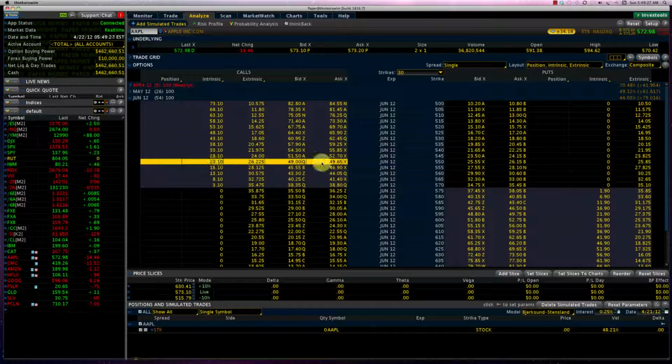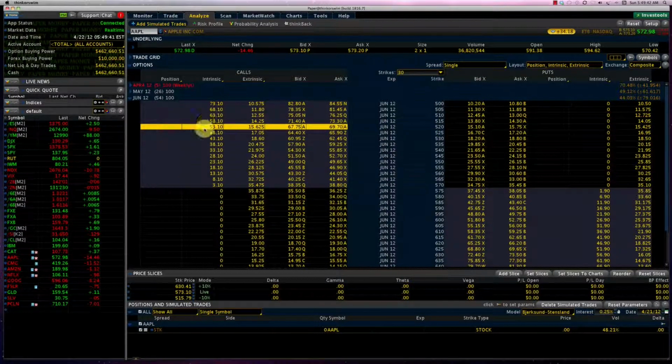So in this case, the value of the 550 call option is about 45%. The intrinsic value is about 45%. Now let's go a little bit deeper. Let's look at our 520 call. Our 520 call has an intrinsic value of 53, because if you add 53 to the strike price, that's exactly how much the option is in the money, because that's where Apple's trading.